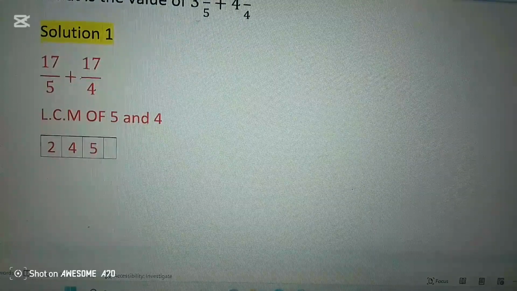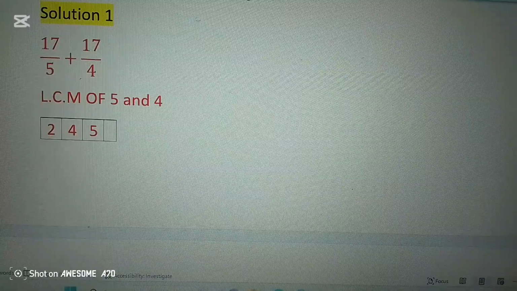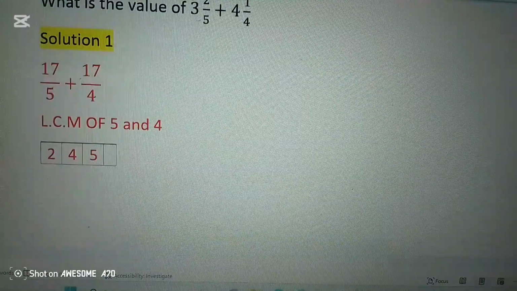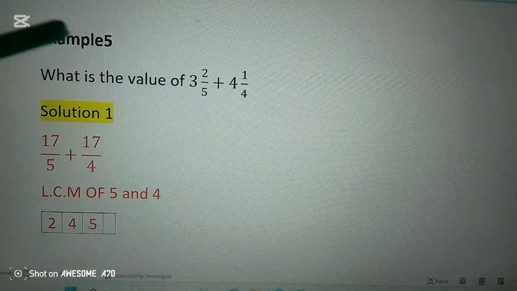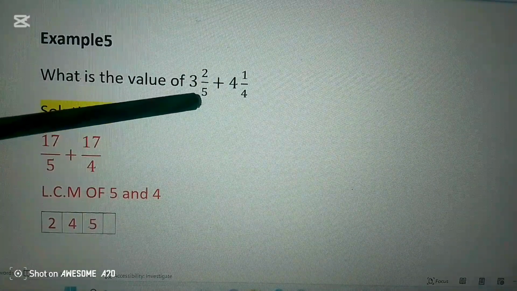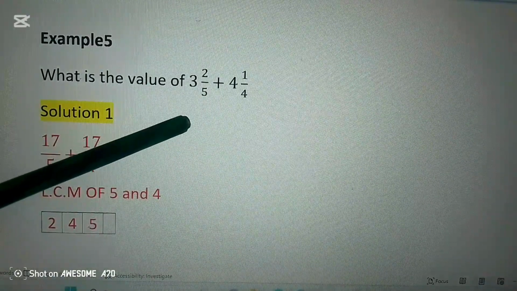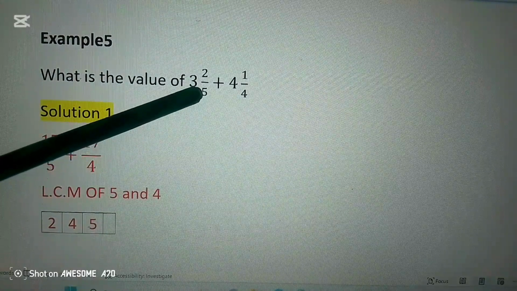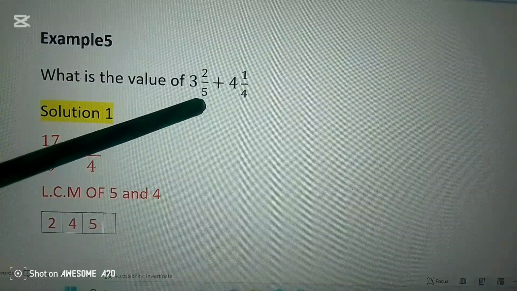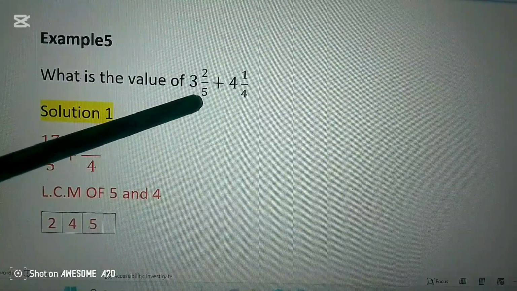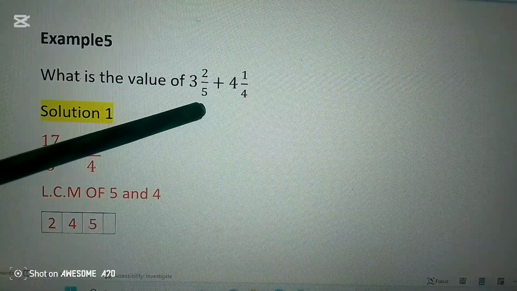The first solution here: we are changing the two mixed fractions into improper fractions. Let's change 3 whole number 2 over 5 into an improper fraction. Remember I said the first time that the denominator remains constant. If the denominator is 5, it remains 5.